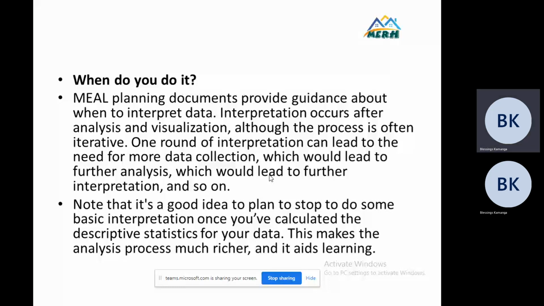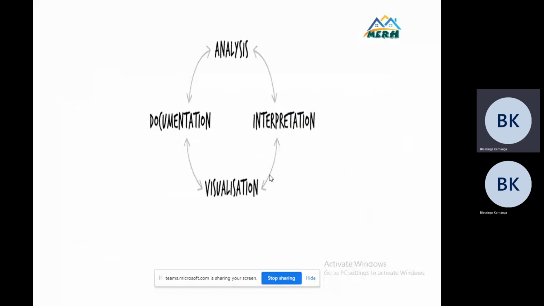So as you can see, you have analysis, interpretation, visualization, and then documentation. It's iterative, which means each stage of analysis you document, each step of interpretation you document, evaluation you also document, but also as you analyze, you always have an idea of how you interpret the data, how you visualize the data. So how do you do it?